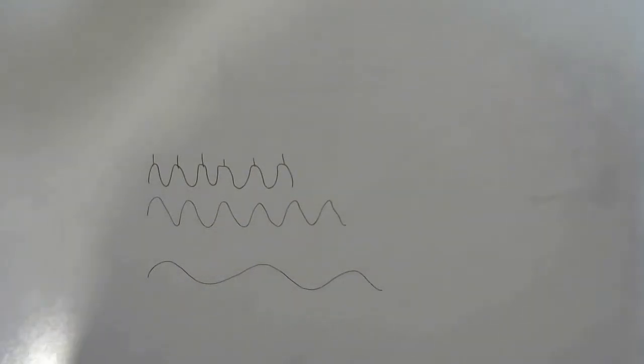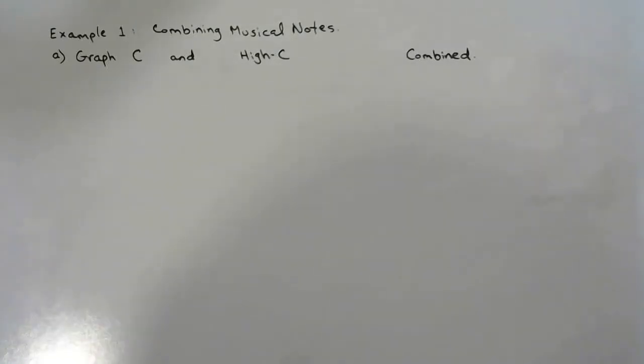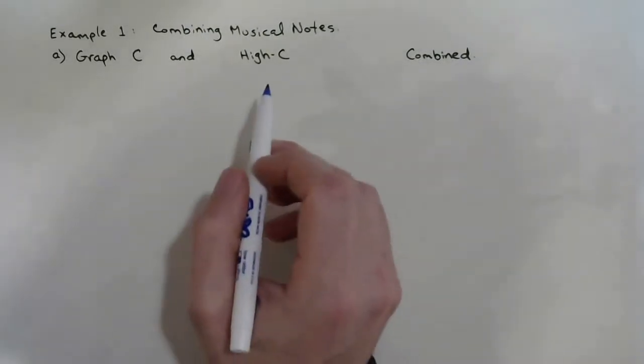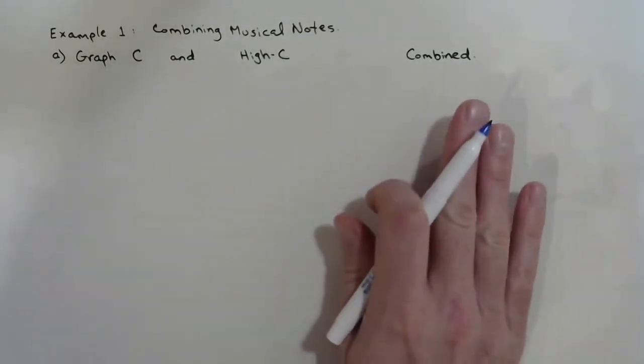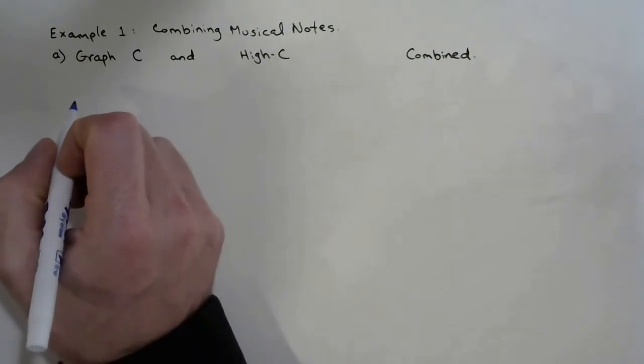So in A, we're going to graph the intensity functions for C and high C. Then we're going to graph the combined function for these two notes struck together, and then talk about the waveform that results. So we're going to use the function given, sub in the frequency that we know for C and for high C. We'll graph those, talk about them a little bit, and then we'll go over to combine those two functions.